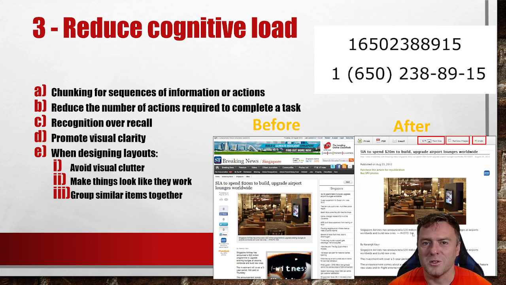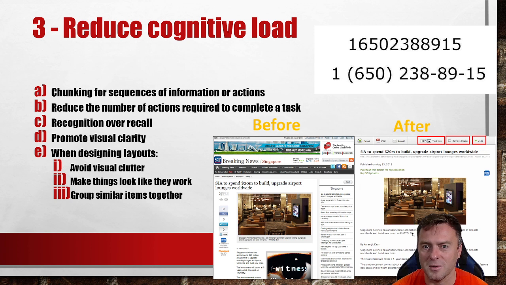So then we also want to reduce the cognitive load. So for example, if we have a phone number, breaking up by using area code brackets and then hyphens between groups of 3 or 2 letter numbers makes it easier for people to read. So chunking for sequence of information or actions, reducing the number of actions required to complete the task, recognition over recall, provide visual clarity, and when designing the layout, avoid visual clutter, make things look like they work, and then group similar items together.